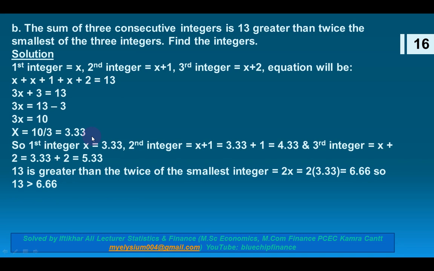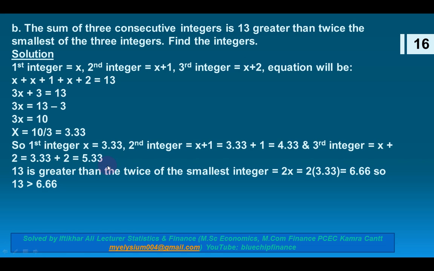So first integer is x equals 3.33. Second integer is x plus 1, so 3.33 plus 1 equals 4.33. And third integer is x plus 2, so 3.33 plus 2 equals 5.33.